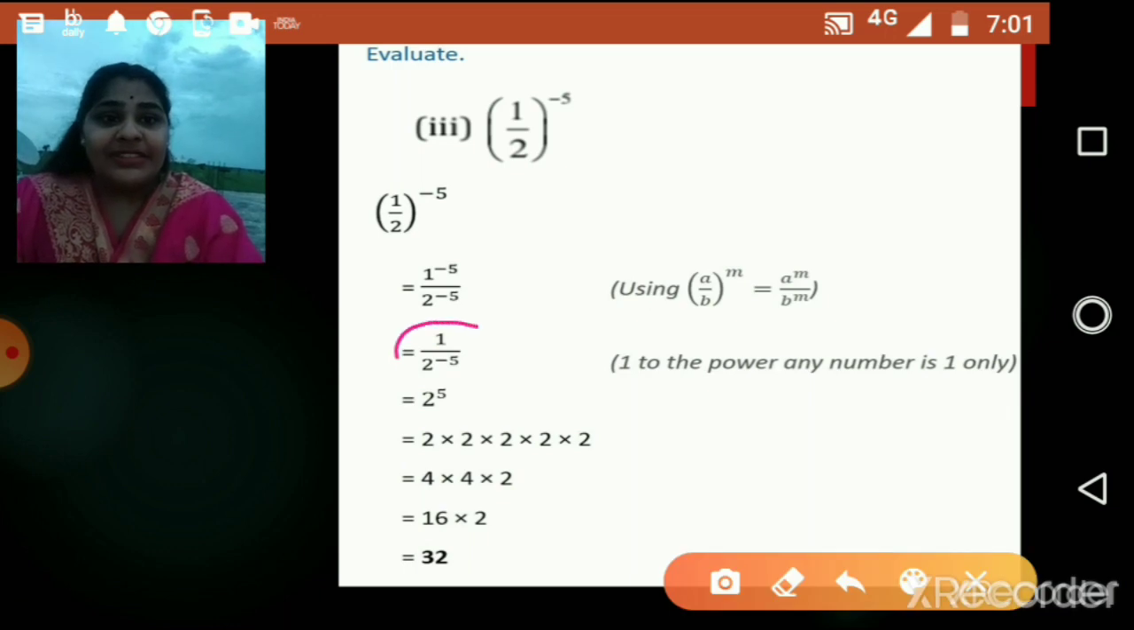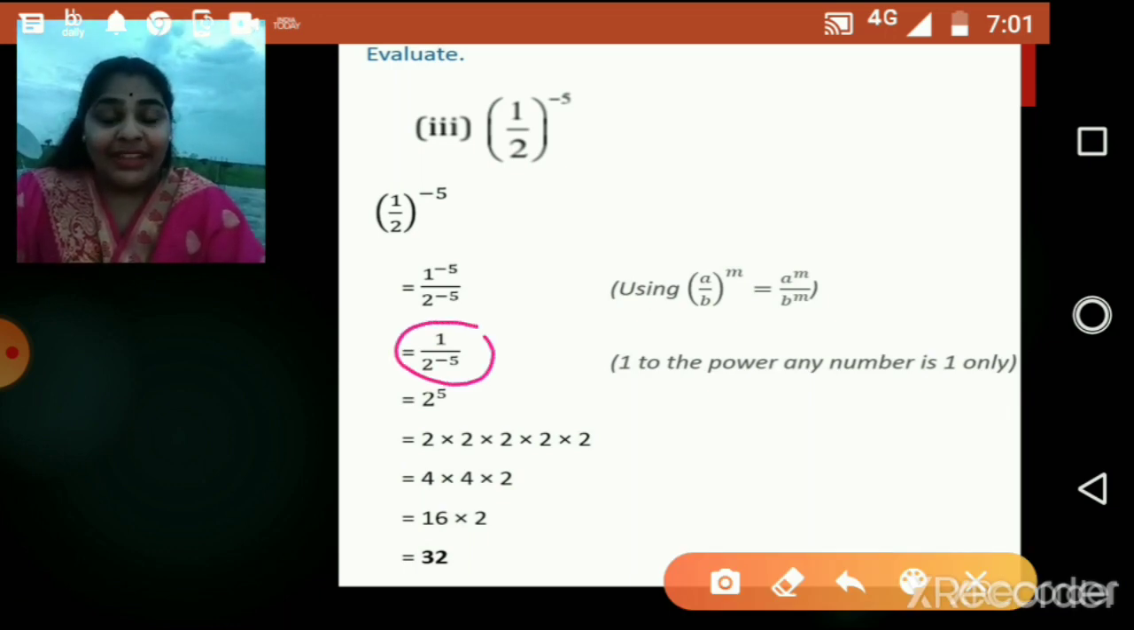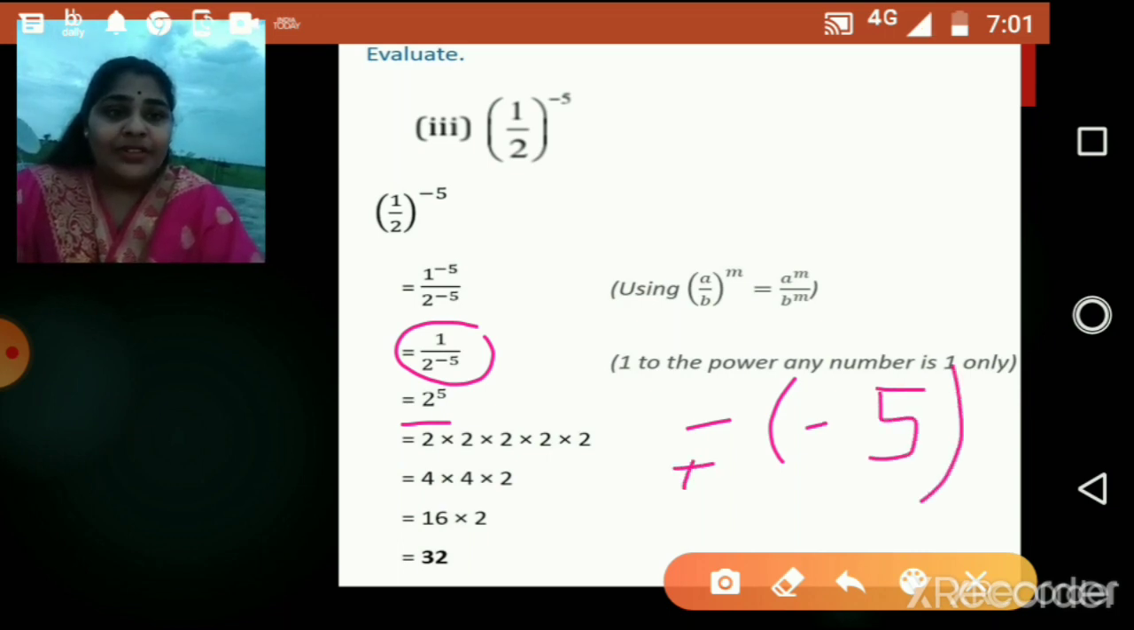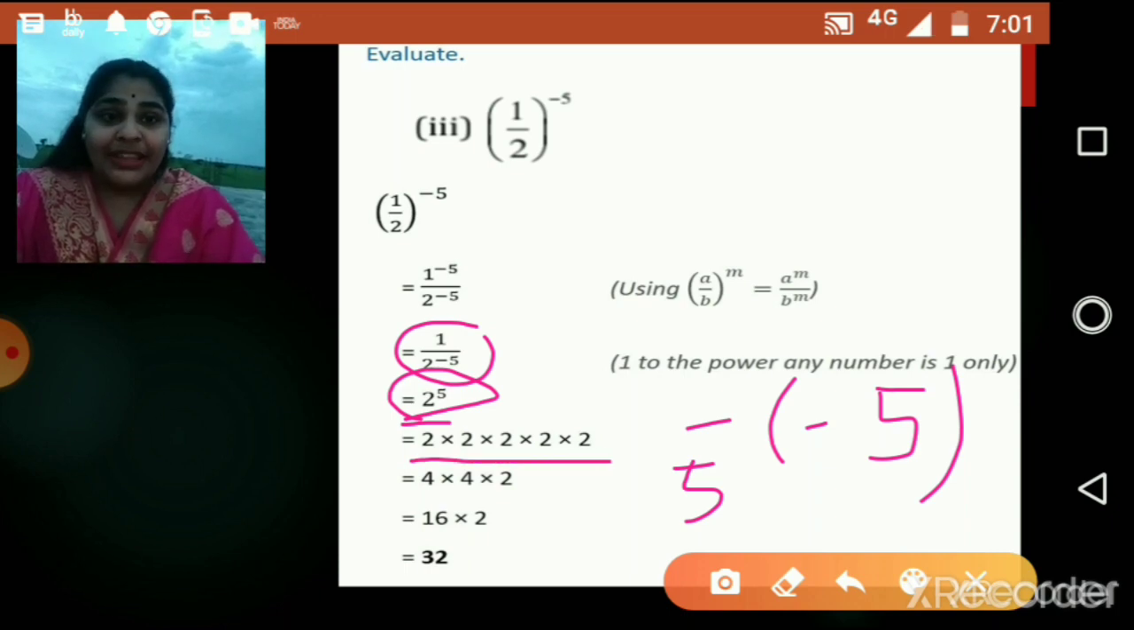Now children, pay your attention here. Now this is in the form of 1 upon a to the power x. So 1 upon a to the power x is equal to a to the power minus x. So a to the power minus x is nothing but minus of negative 5, which will be positive 5. So here it is 2 to the power 5. So 2 to the power 5 is nothing but 2 into 2 into 2 into 2 into 2, that is 5 times multiplied by 2 itself. That is equal to how much? 32.